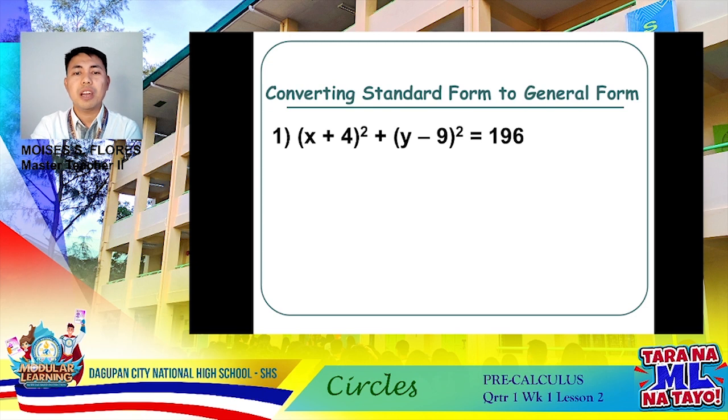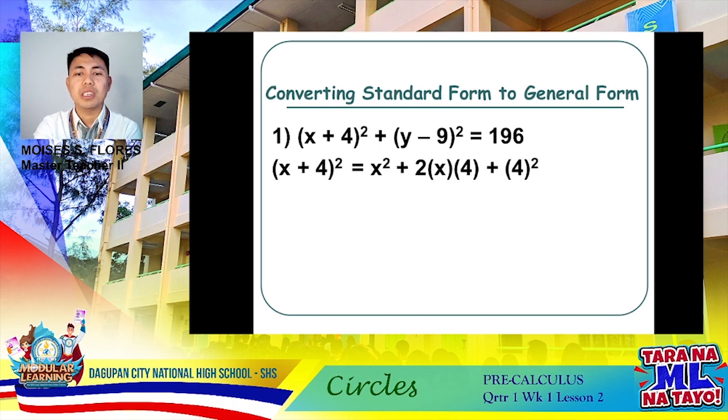We have here the first example: (x plus 4) quantity squared plus (y minus 9) quantity squared equals 196. You notice it is written in the standard form and we are going to rewrite that in the general form. So how do we get that one? Here are our steps.